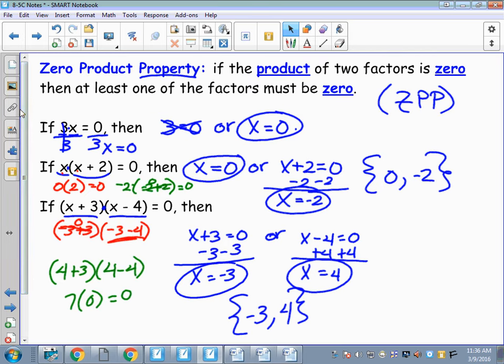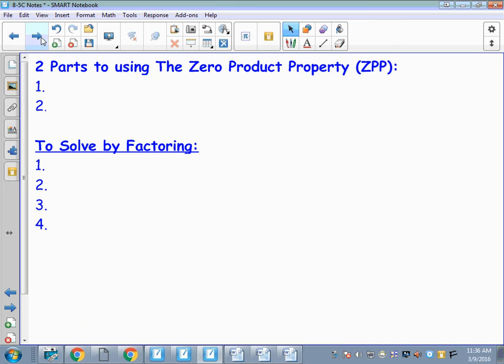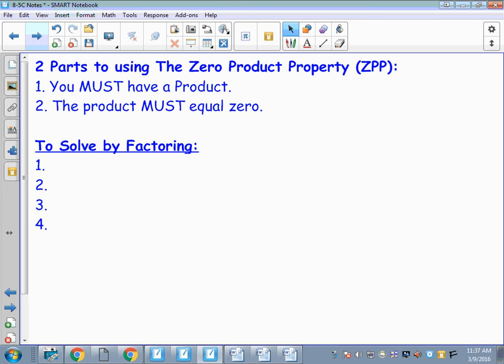Okay, so we haven't quite factored yet. Two parts to using the ZPP rule. The first thing you must have is a product. You've got to have multiplication. It's the zero product property. And the second part is the product must be 0. Hence the name zero product property. It's the rule about having products that are equal to 0. Okay, property just means rule, ZPP.